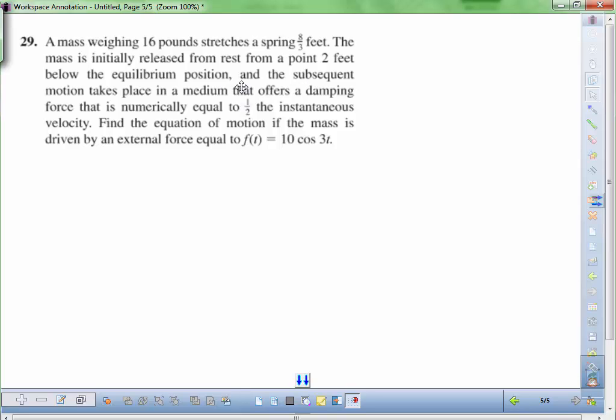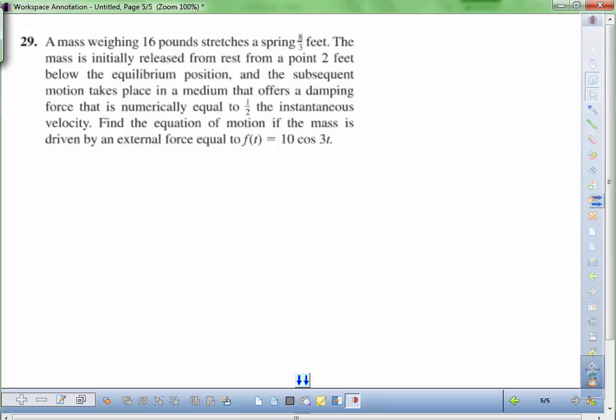Also, a couple of other phrases or words to look for. Initially released from rest. The idea that it's released from rest means that we're going to do something to the spring and then we're going to let it go. In the last problem, we did something to the spring and then we pushed it initially. That gave us an initial velocity. But when you have something and you let it go, the initial velocity is going to be 0. So this from rest business is going to give us another piece of information.